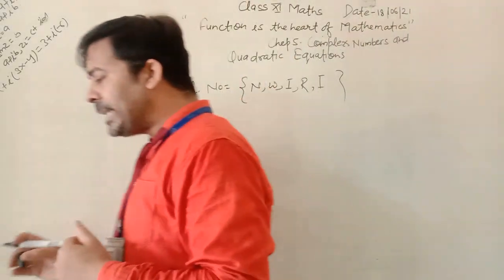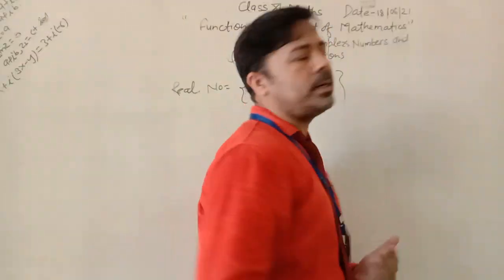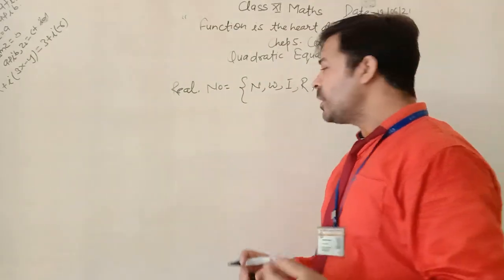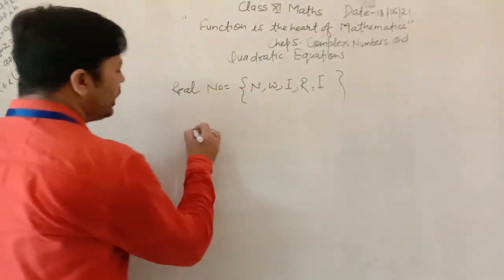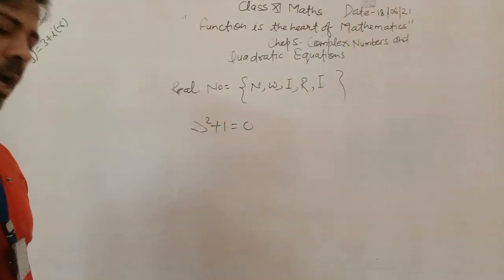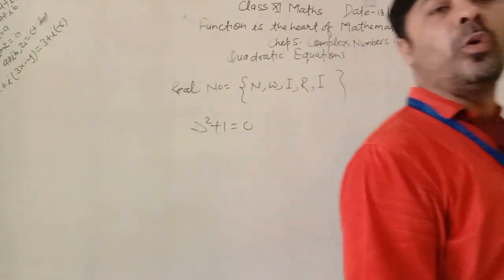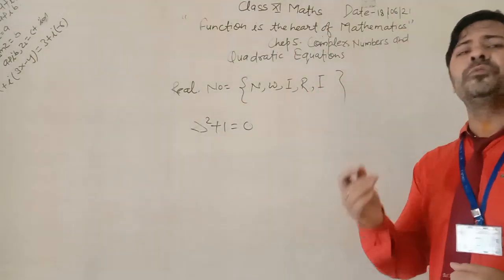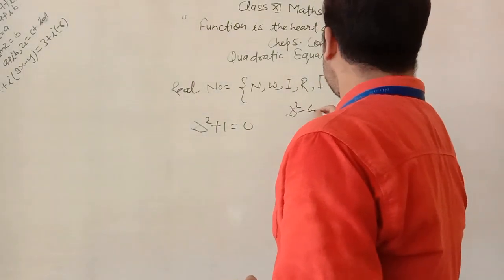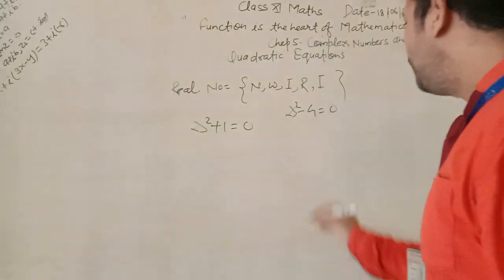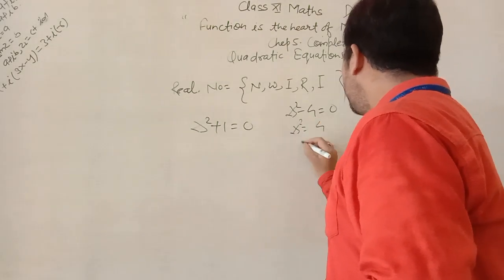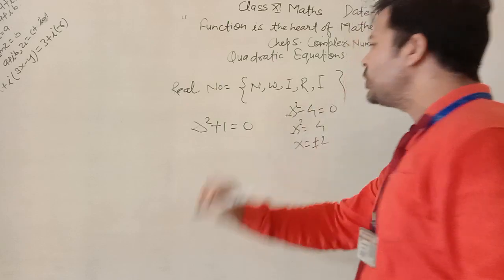Now the question arises, what is a complex number? It is new for you. Suppose you are given the equation x square plus 1 is equal to 0, and you need to find the value of x. How can you find the value of x? If it is given that x square minus 4 is equal to 0, then x square is equal to 4 and x is equal to plus minus 2.